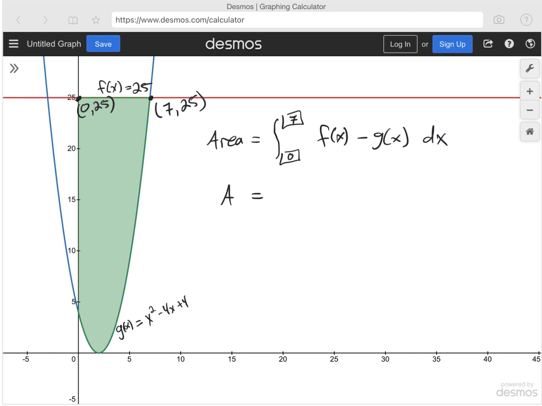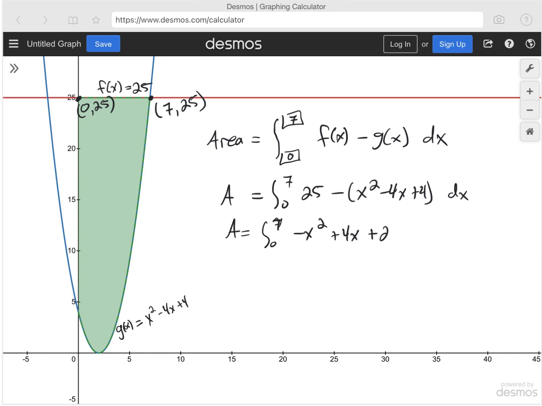Okay, so let's go ahead and substitute the two functions in. The area is going to be the definite integral from 0 to 7. I start with 25, then I'm subtracting the second function, x squared minus 4x plus 4. This is all happening with respect to x. I do want to simplify that. So area is equal to the definite integral from 0 to 7 of negative x squared plus 4x, then 25 minus 4 should be plus 21.